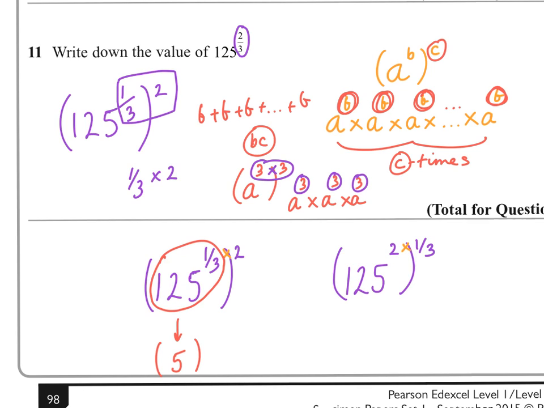So that's the part inside the bracket done, and all you've got left is the power 2 here, the index of 2, and 5 squared is just 25. So that would be the answer.